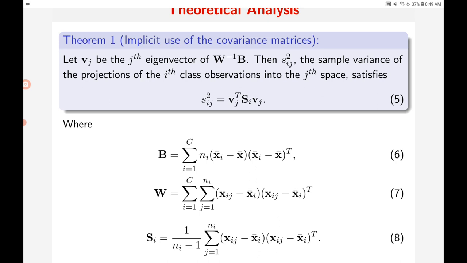Here B, W and S_i are defined in equations 6, 7, and 8, and we can recall that B is the between-class scatter matrix, W is the within-class scatter matrix, and S_i is the sample covariance of the i-th class. So you can see that through the use of S_ij squared, we implicitly use the information from the sample covariance of the i-th class S_i without computing it directly.